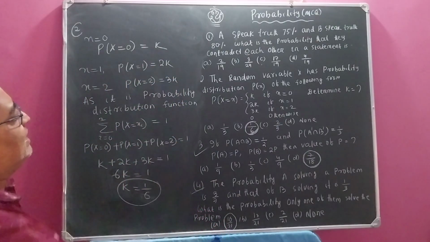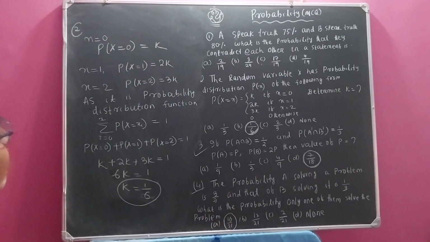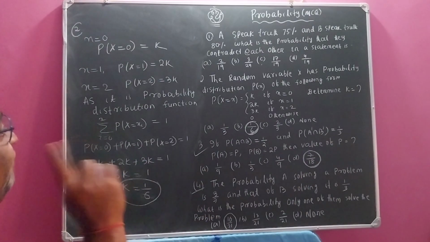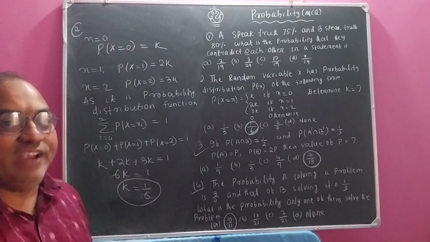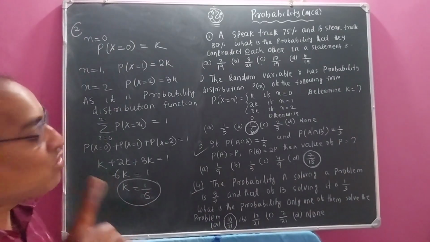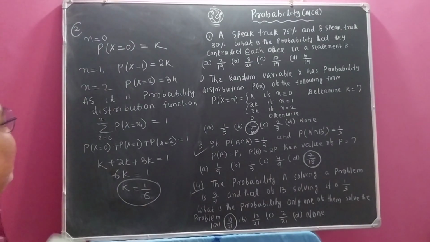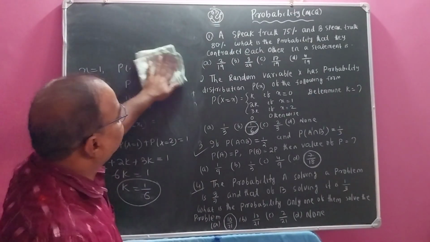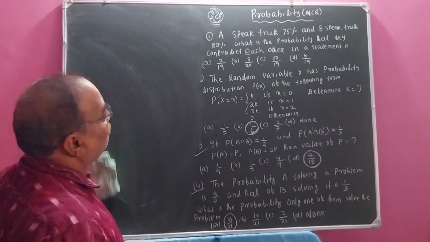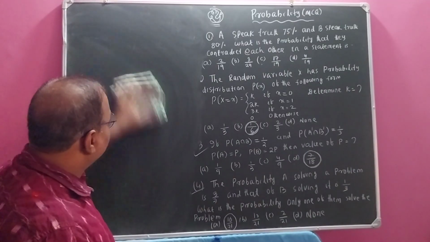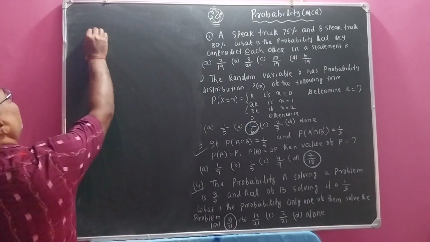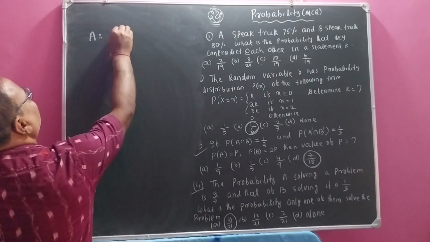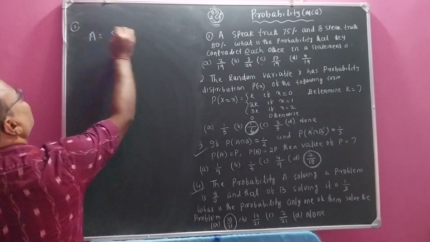Now we have to discuss question number 1. A speaks truth 75% and B speaks truth 80%. What is the probability that they contradict each other in a statement? If A speaks truth 75%, then B speaks truth 80%. What is the probability they contradict each other? One statement is given. So write down. Given, let A speak truth. Let question number 1 speak truth.